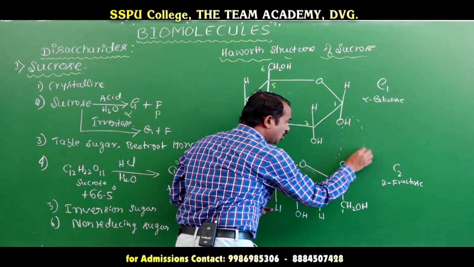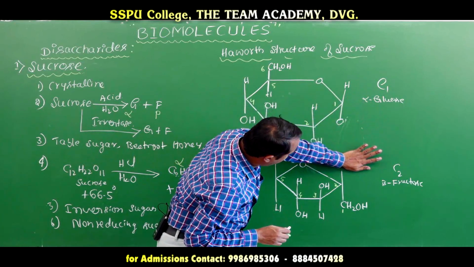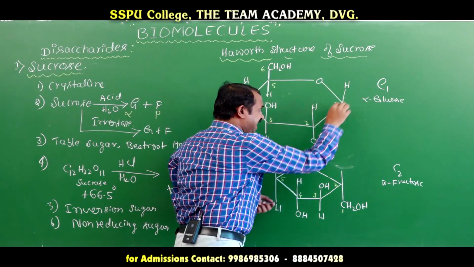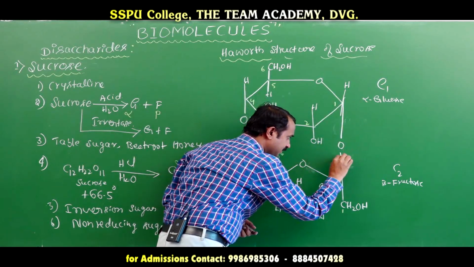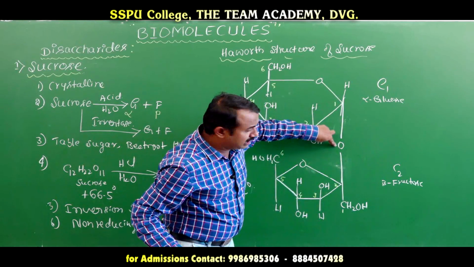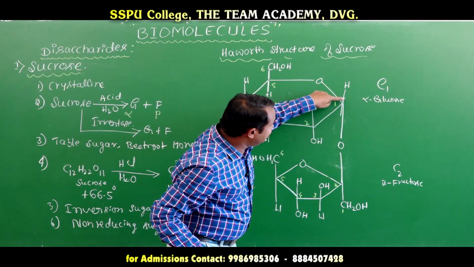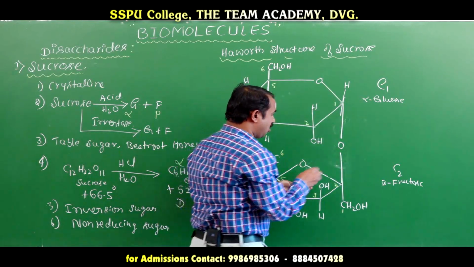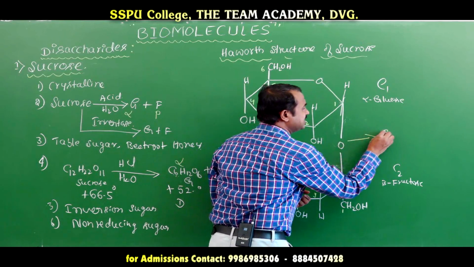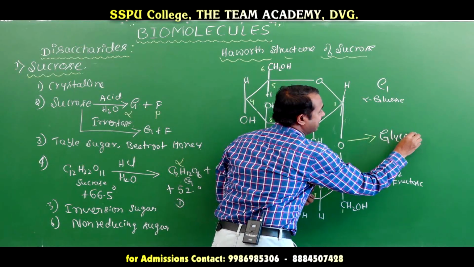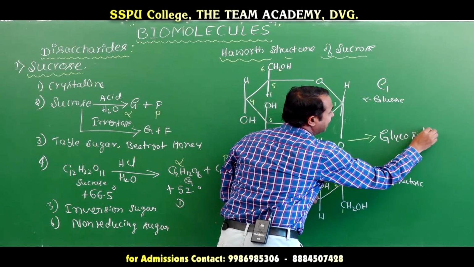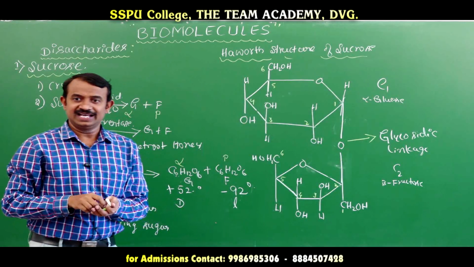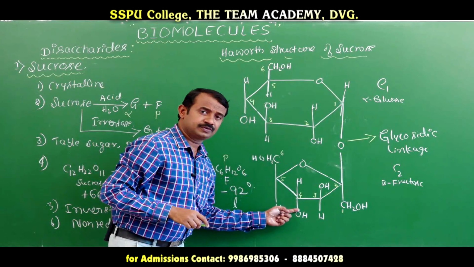Elimination of water molecules, and the linkage here is an oxygen atom. This is the R-O-R ether functional group. The linkage is called, this is very, very important, the glycosidic linkage. This is the structure of sucrose.